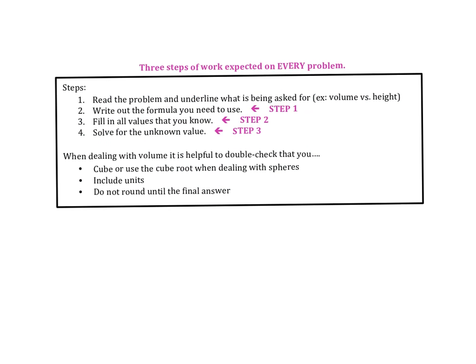To summarize what we've learned so far, the first step is to read the problem and underline what is being asked for. Today we only looked for problems that we're solving for the volume, but we might find a problem that's asking for the height or the diameter or the radius or something else, especially in a real-world problem. Then we always write out the formula, fill in what we know, and solve for what we don't know. You always want to use these helpful hints as well. Make sure you cube or use the cube root when we're dealing with spheres, while we square or use the square root when we're dealing with cones and cylinders. Include units, and do not round until the final answer.